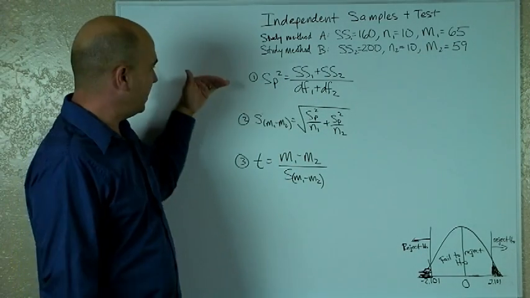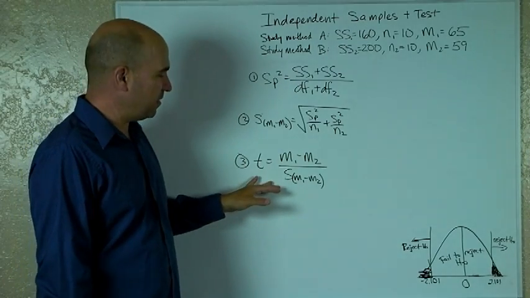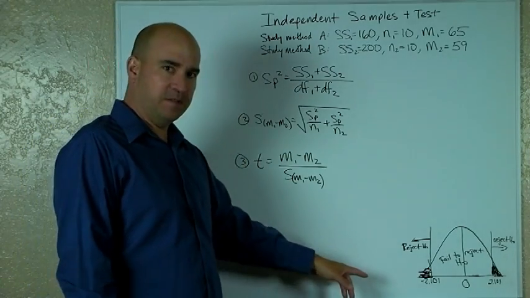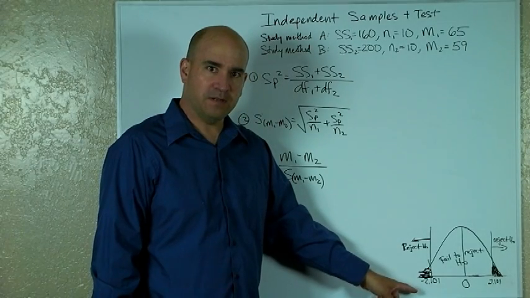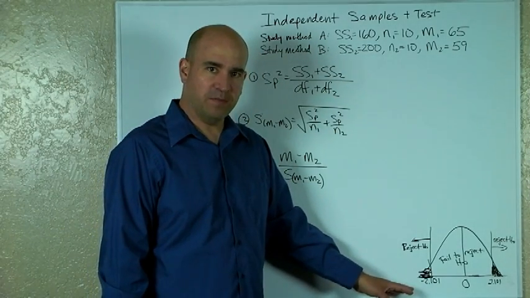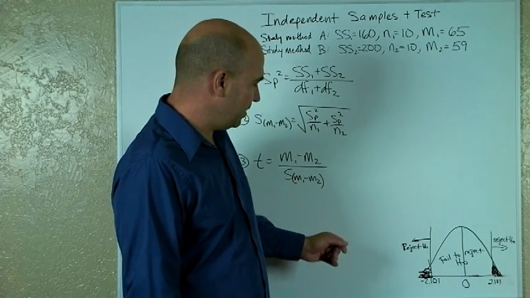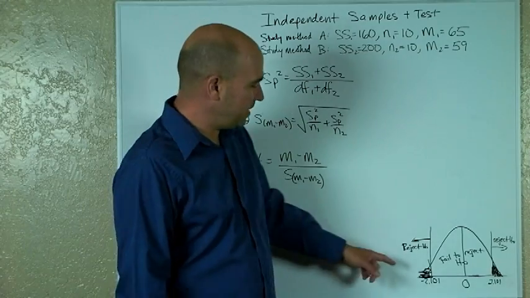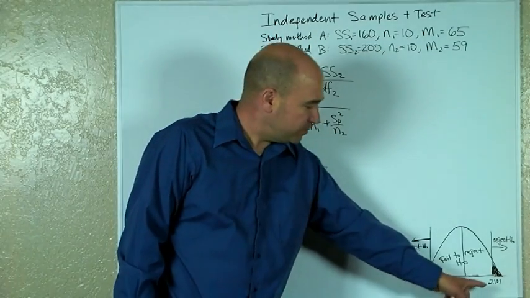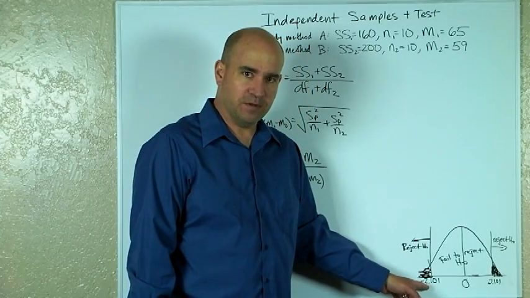So what I've done is I've laid out the equations that we need to calculate in order to solve for the t. And then also down here at the bottom you can see the sampling distribution for t. This is from the prior step in part 1 of the lecture, where we had an alpha of 0.05 and two-tailed, and for df of 18 we have critical values of 2.101 and negative 2.101.